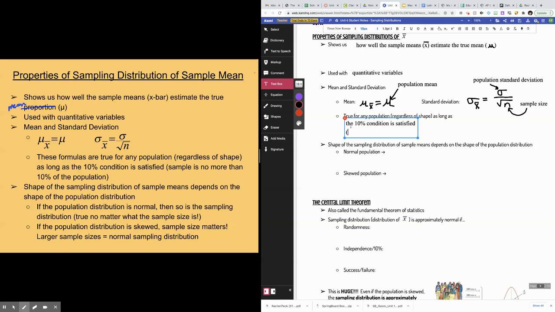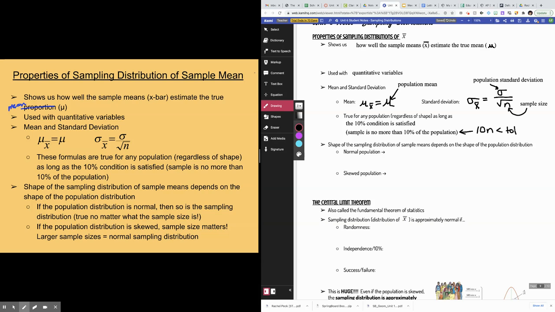Okay, so that's the rule, that the sample is no more than 10% of the population. Remember, the way that we would figure that out mathematically is we would do 10 times the sample size and ask, is that less than the total population?